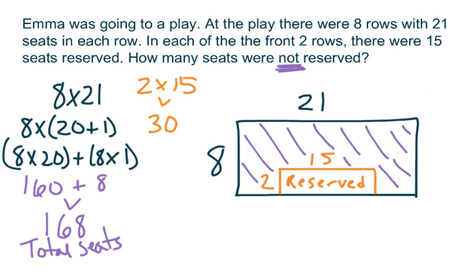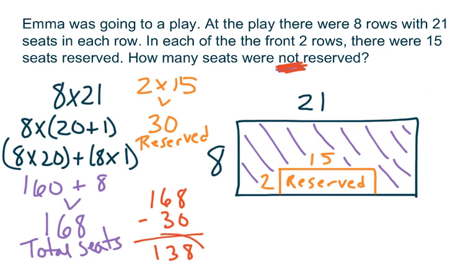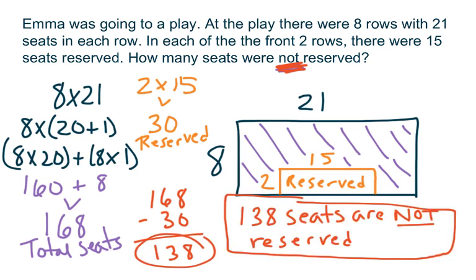Now my final step to figure out how many are not reserved is going to be to subtract. So I'm going to subtract 168 minus 30, and that gives me my seats that are not reserved, which is 138. So that's my final answer. 138 seats are not reserved. With these types of problems, when in doubt, draw a model to help you.